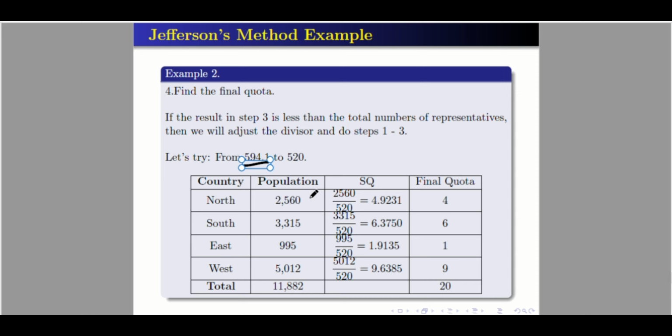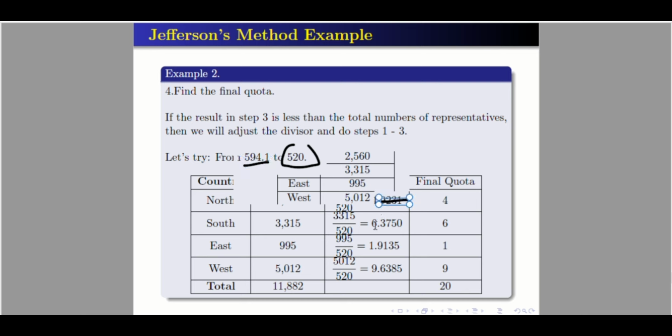Okay, so 520. So let's go back to step number 2, because this is now step number 1, our SD. Step number 2 is to divide each population by our new standard divisor, which is 520. So we have 2560 divided by 520, 3315 divided by 520, 995 divided by 520, and 5012 divided by 520.